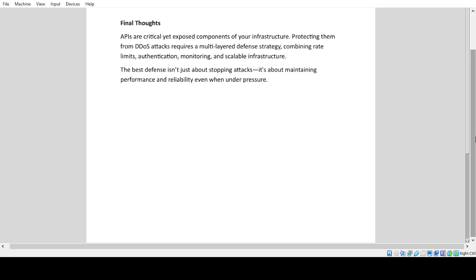Final thoughts. APIs are critical yet exposed components of your infrastructure. Protecting them from DDoS attacks requires a multi-layered defense strategy, combining rate limits, authentication, monitoring, and scalable infrastructure. The best defense isn't just about stopping attacks, it's about maintaining performance and reliability even when under pressure.